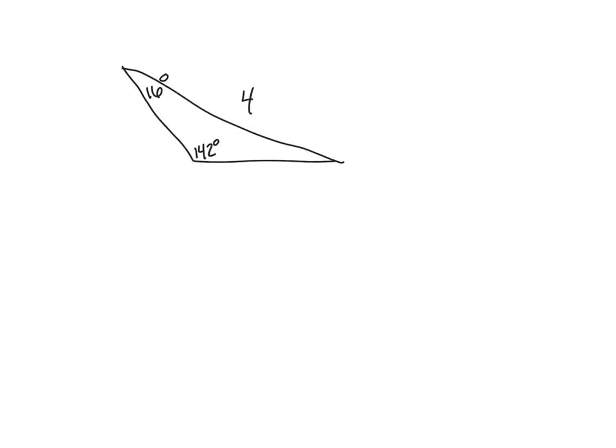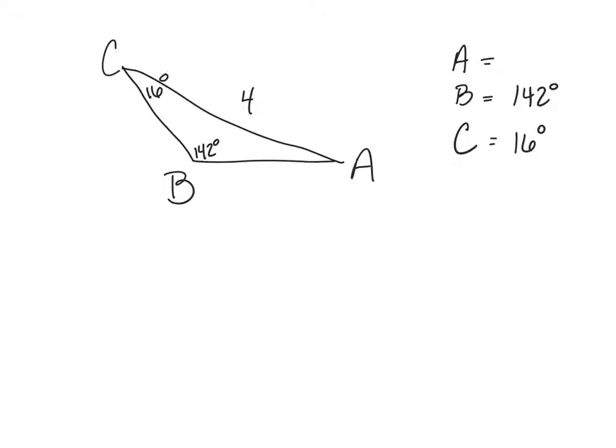So if this is big B, and this is C, and this is A, what I have is A, B, C, right? Do I know what C is? Big C? No. What is it? 16. 16 degrees. What is big B? 142. 142 degrees. I want you all to find big A with the knowledge that you have in your brains.